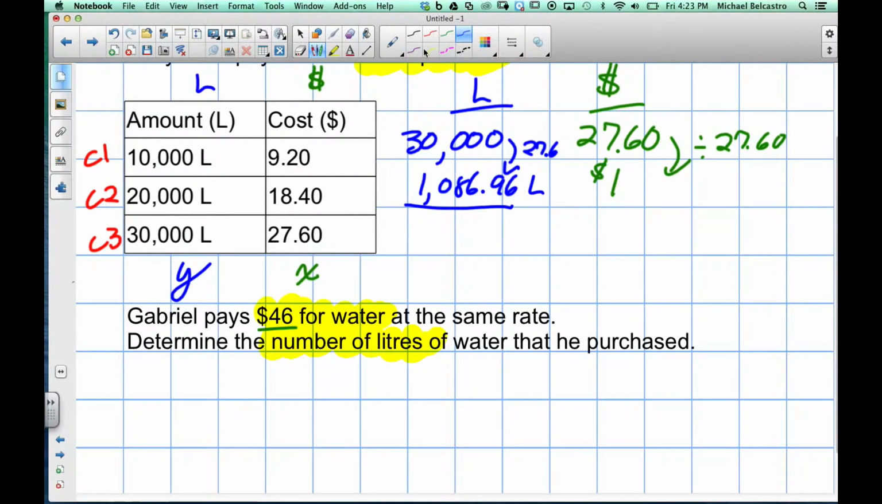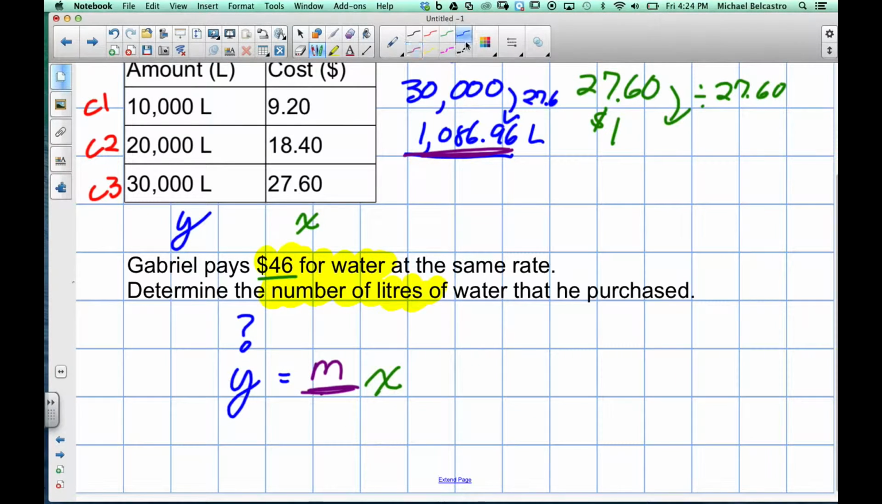Because this is going to be a direct relationship, our amount of liters is our unknown. So we have y, our unknown in liters, is equal to x, representing our dollar amount, times some rate. We'll call this rate m in this case. That's what this number is here. We figured out the rate when we divided this and brought our dollar amount down to 1. Here was our rate, 1,086.96. So here's our little algebraic equation.